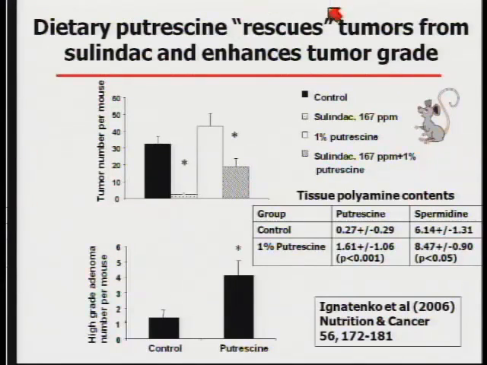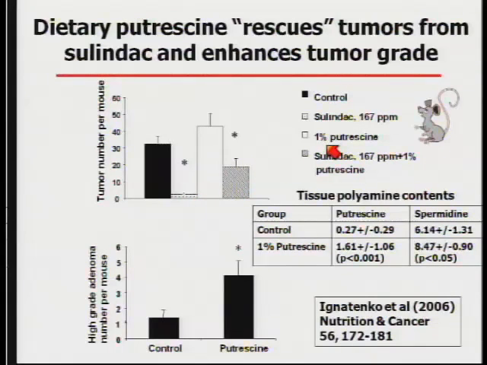This is a rescue experiment we did in a mouse model, the Min mouse model. So this is an APC mutant mouse model, develops intestinal carcinogenesis. These mice in our hands get about 35 tumors per mouse. If you treat them with high doses of the nonsteroidal anti-inflammatory drug sulindac, you can get a very potent reduction in tumor number.